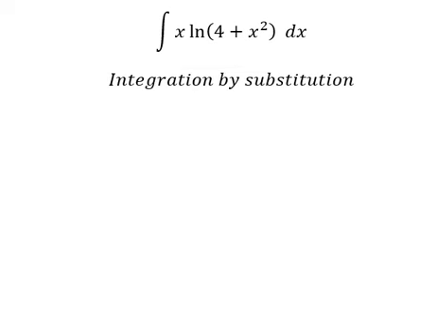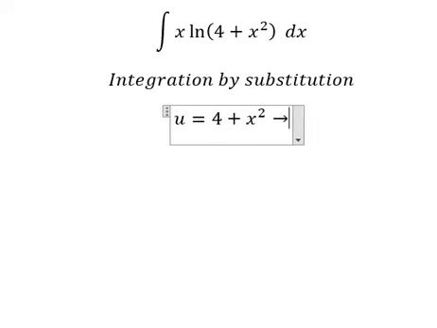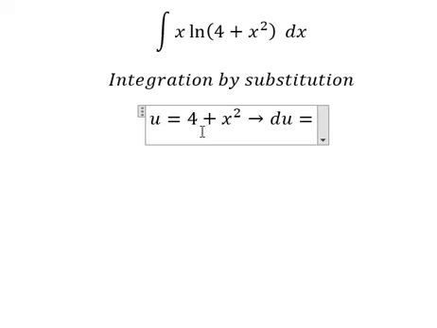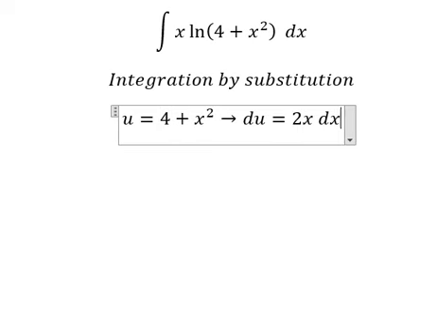So I will put u equal to 4 plus s squared. After that, we need to first take the derivative of both sides. This one is a constant, so you get 0. This one, we have to ask the ask.